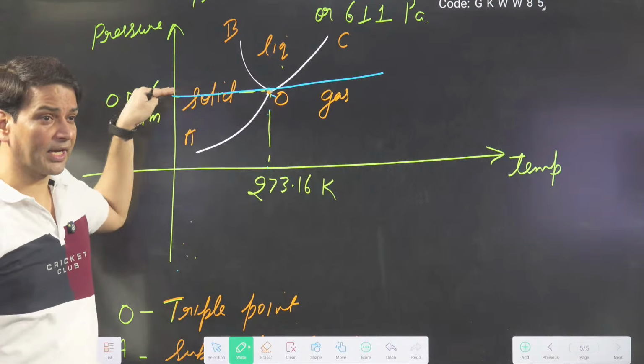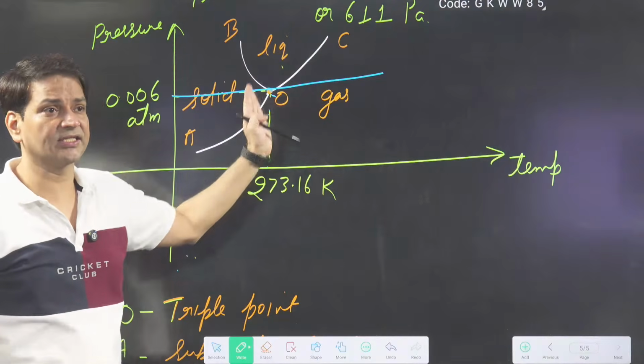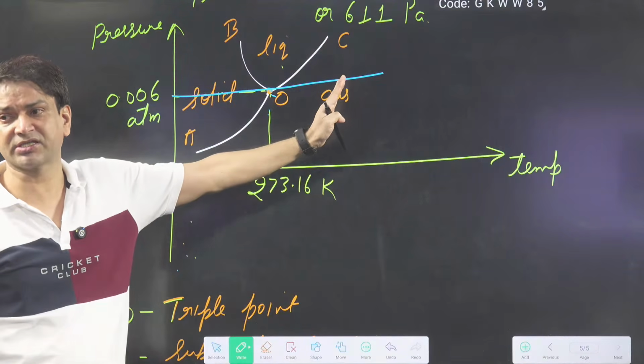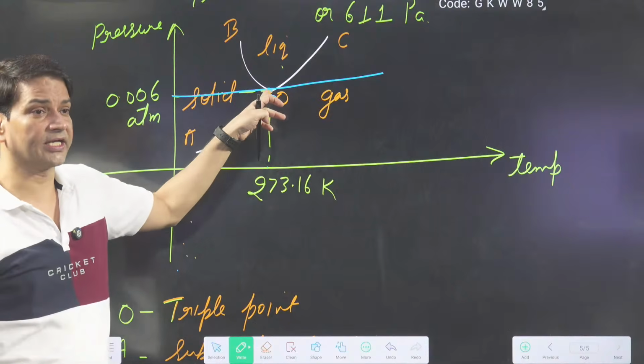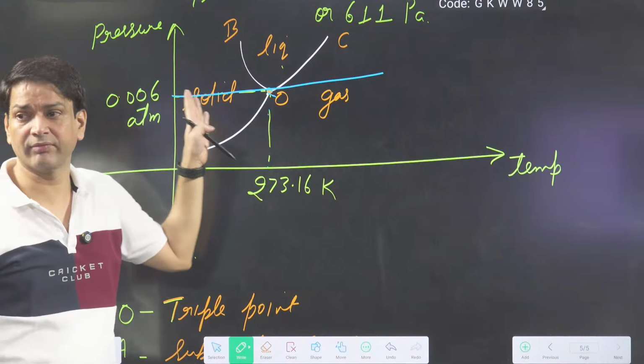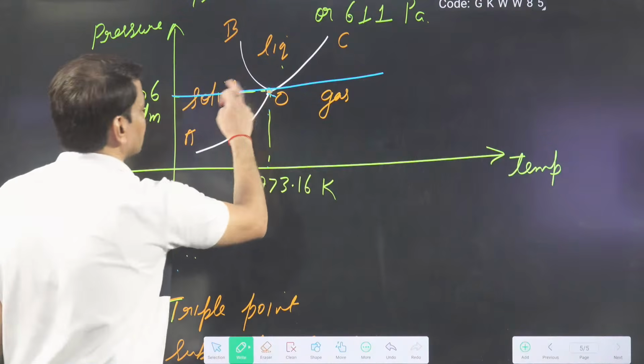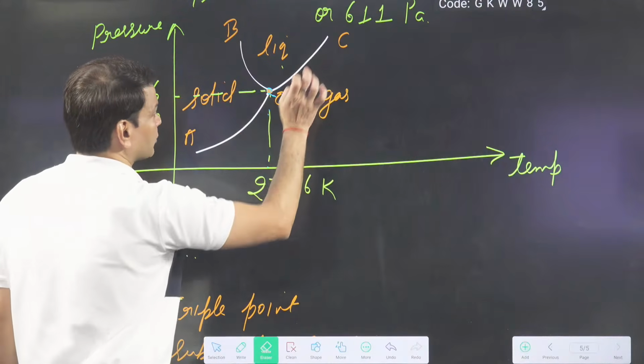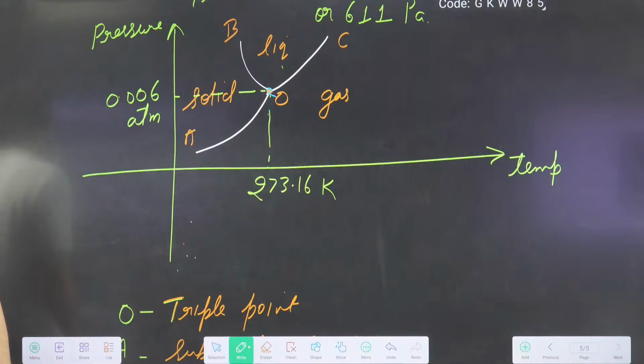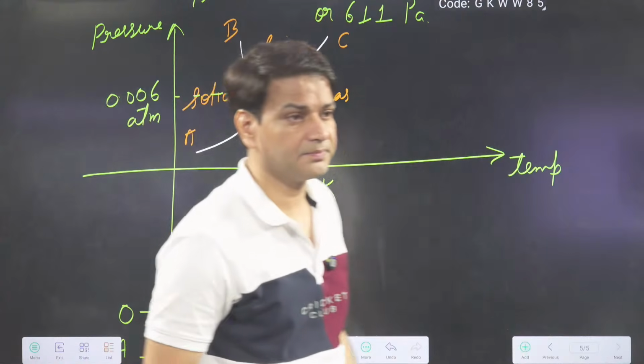Now I am maintaining the pressure constant, so it is this line. I am increasing the temperature, so I will go right. Right means which state? Gas. Decrease the temperature, solid. Everybody got it? Like that, one type of question they can ask. Up to this, everybody got it?